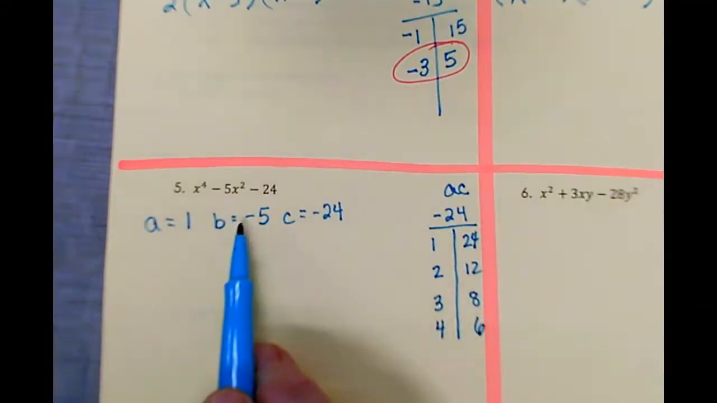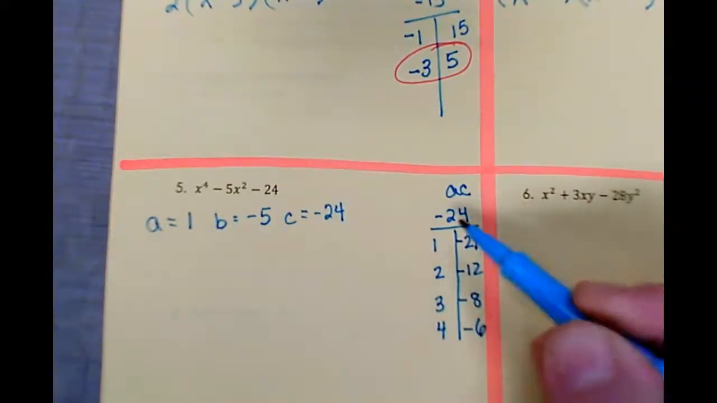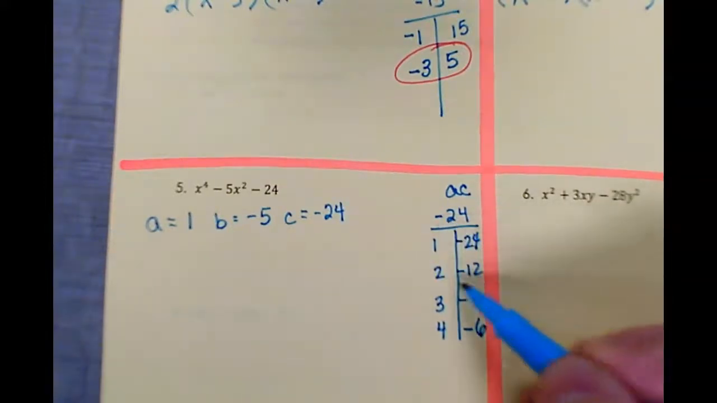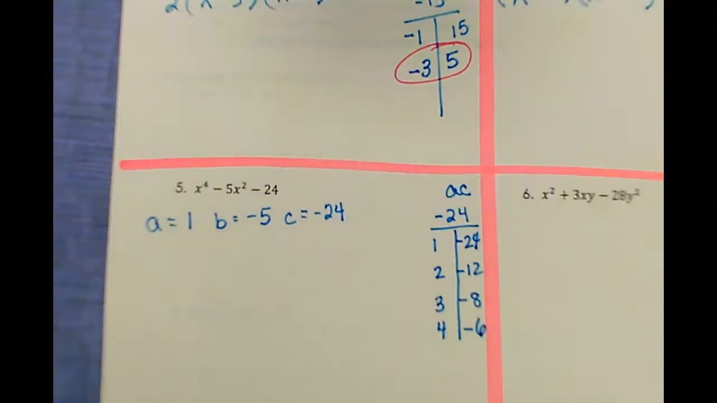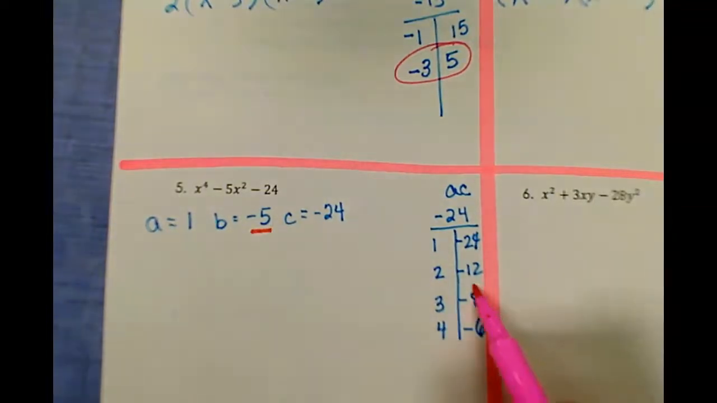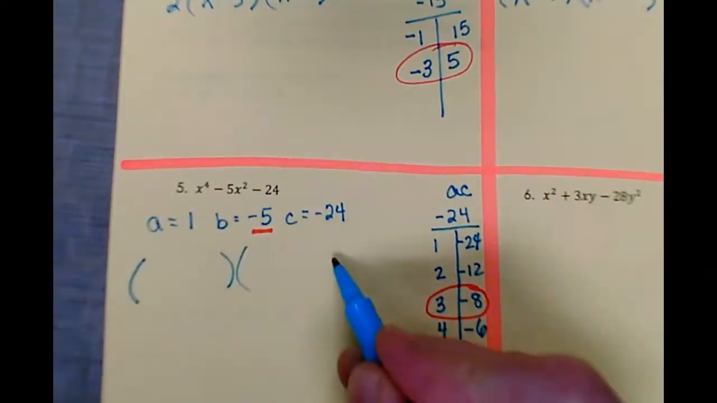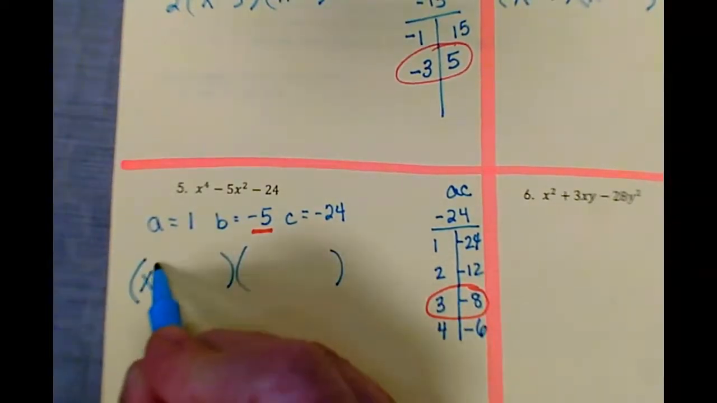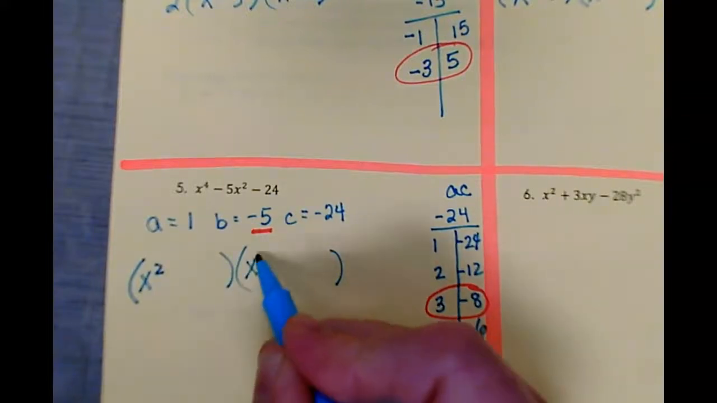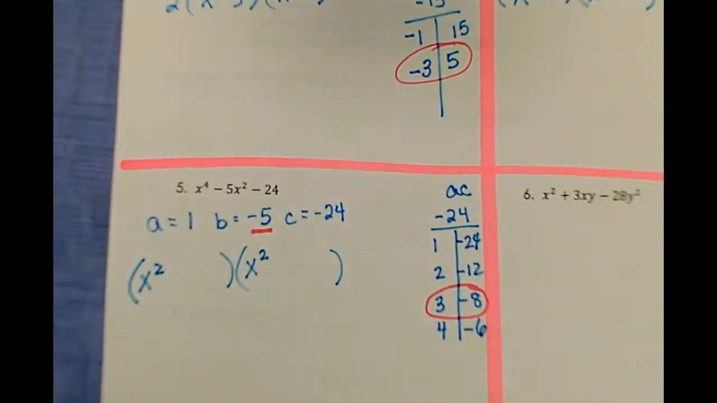If this is negative, the bigger number has to be negative. If this is negative, they have to be different. So could any of these pairs add up to equal negative 5? Now the only thing that's different about this one is x squared times x squared equals x to the 4th power.